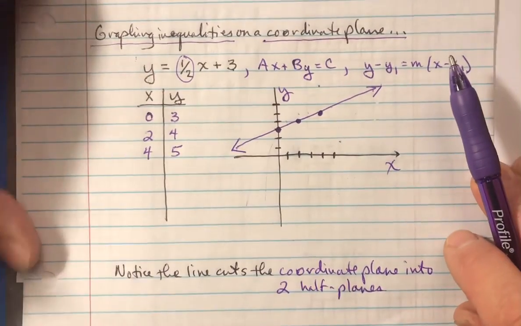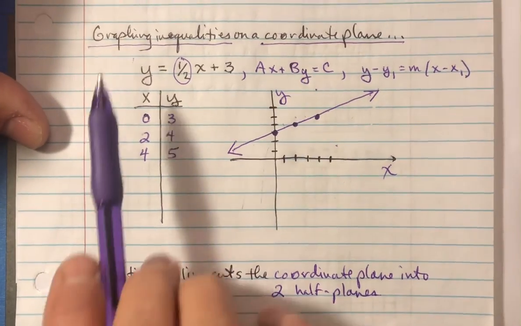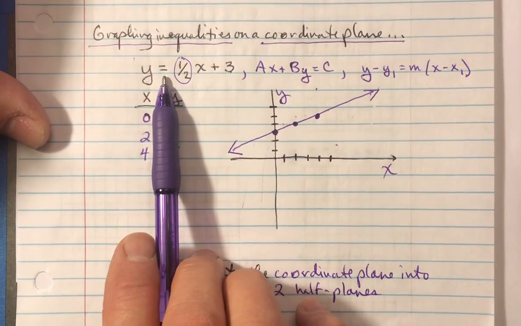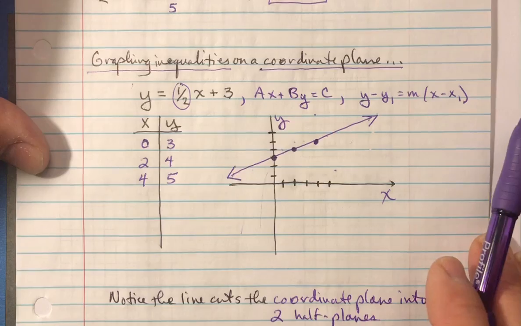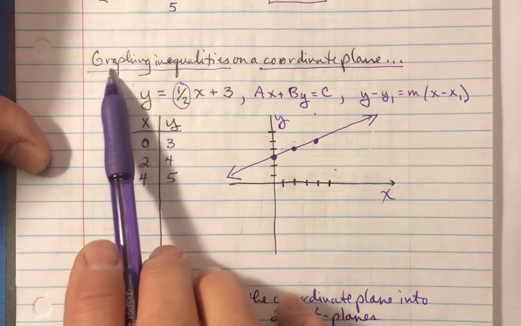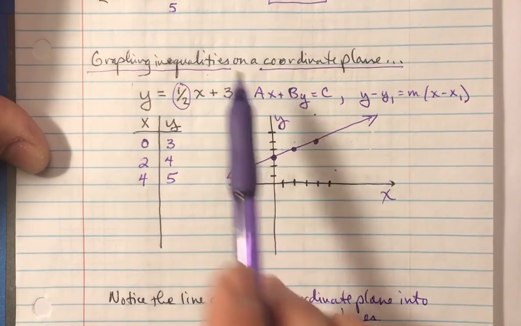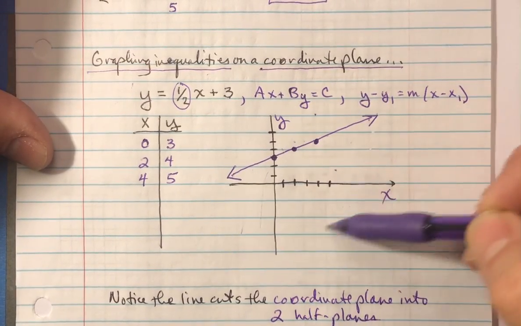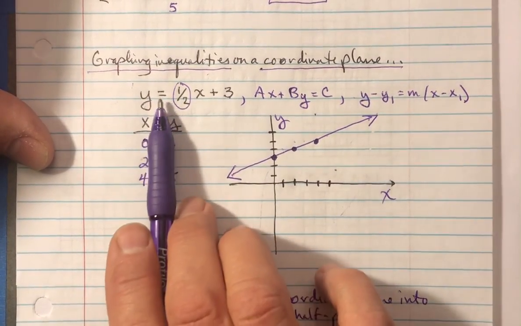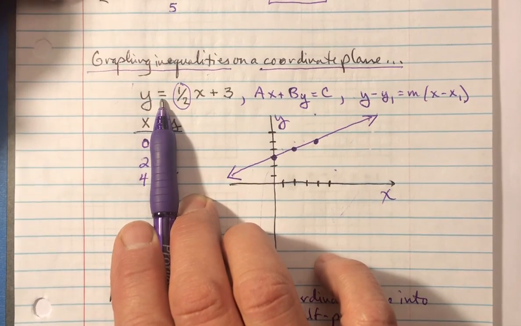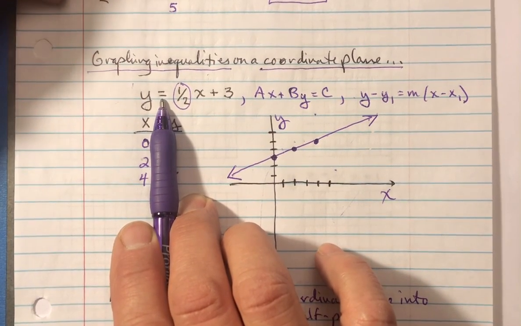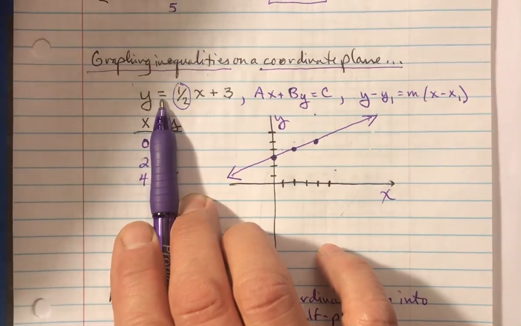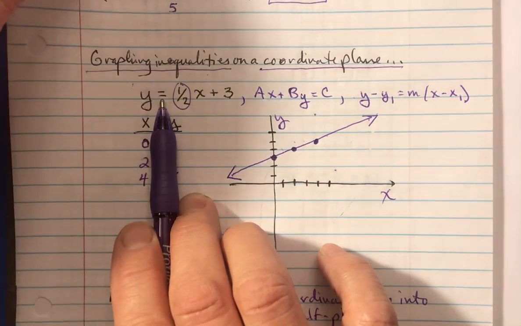Now you might think, well, here we're graphing an equation, but you said earlier that we were going to graph inequalities. Okay, so now how does our graph change if we change this equal sign to a greater than or a less than, or greater than or equal to, or less than or equal to?